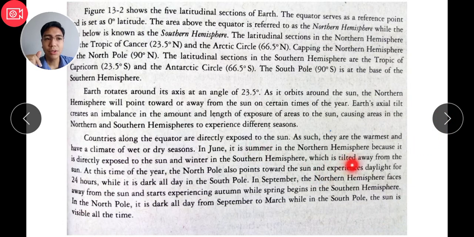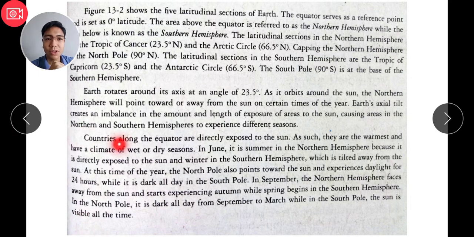And so, we know, okay, that this Earth's axial tilt creates an imbalance in the amount and length of exposure of areas to the sun. Okay, alam natin na nakaka-apekto ito as the rays, okay, of the sunlight touch the area, okay, doon sa ating equator, sa ating northern and southern, nakaka-apekto yung amount, nagkaroon ng imbalance.